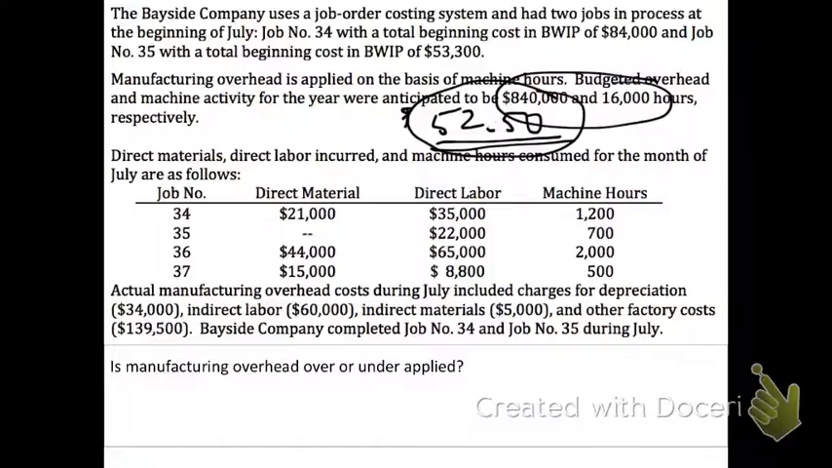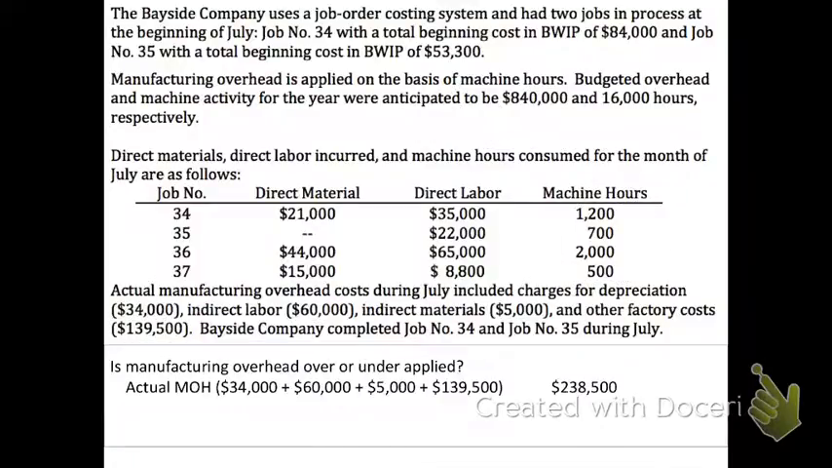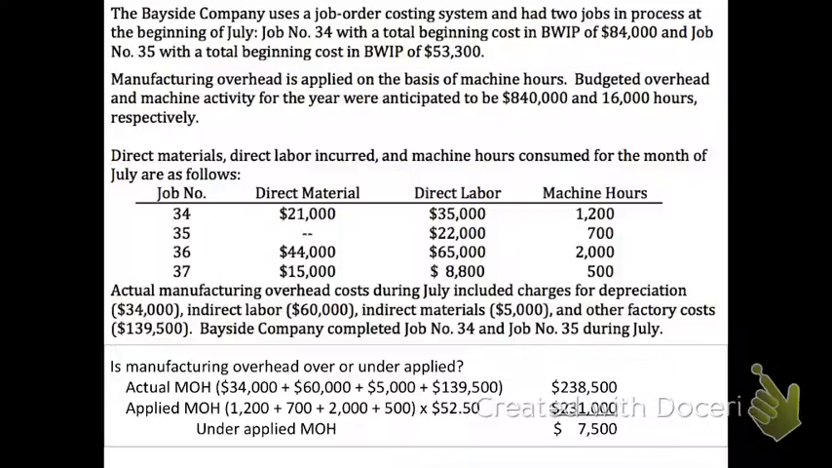So over applied or under applied overhead, I'm going to compare actual overhead to applied overhead. My actual overhead incurred is outlined here in these three numbers. My applied overhead is going to be based on how much overhead I applied in July, so I'm going to add up these machine hours and multiply it times my overhead rate. So here you see actual overhead is $238,500. Applied overhead, again adding up those machine hours, multiplying times my overhead rate, and you can see here that applied overhead is less than actual overhead, so I have underapplied manufacturing overhead.